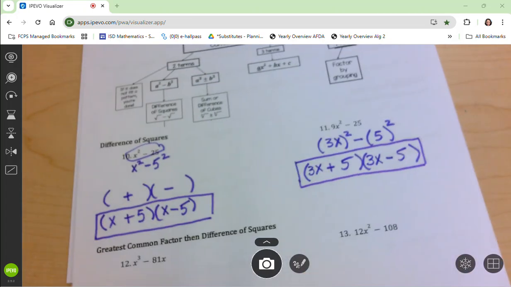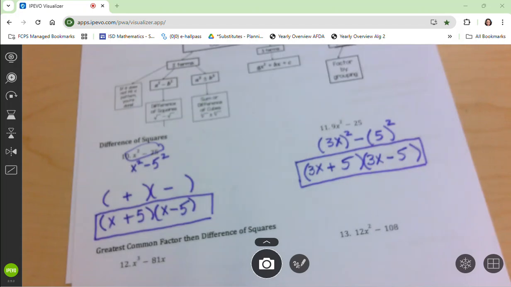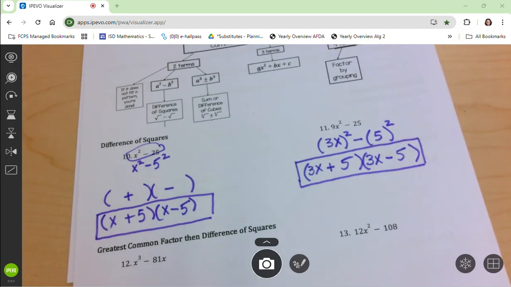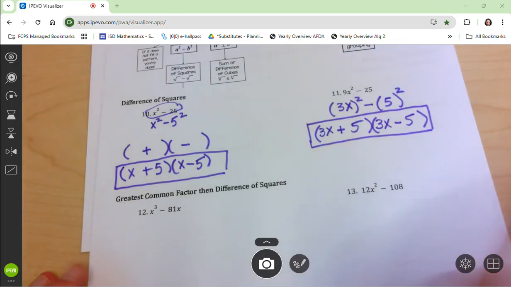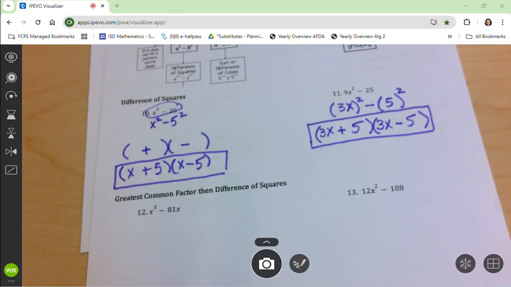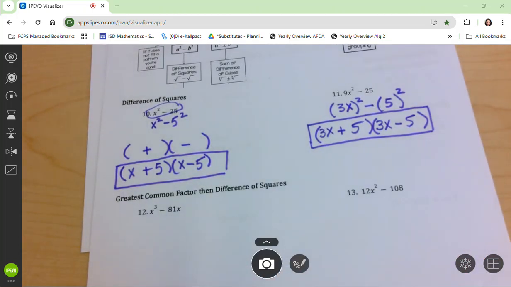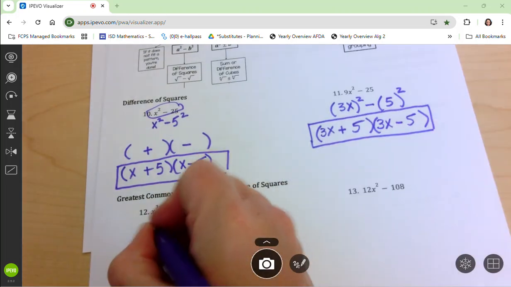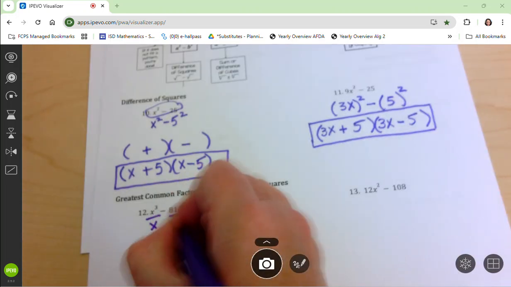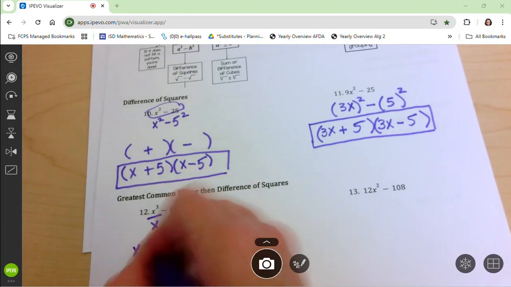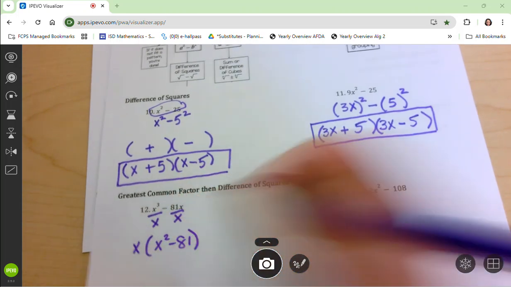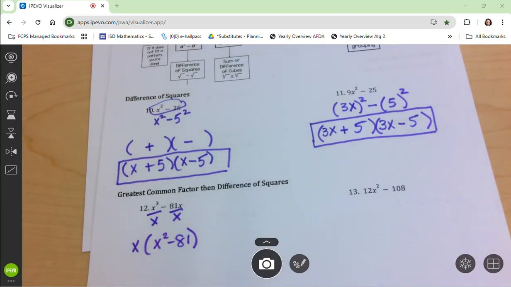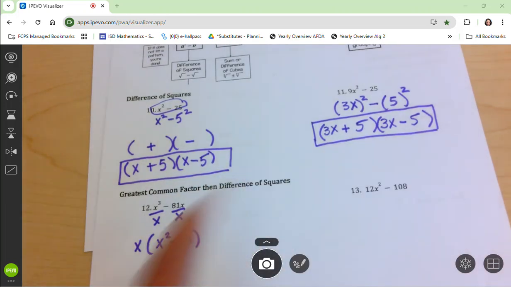Okay. Notice 12 and 13 are two-step problems. I'm going to do 12 and then you guys are going to do 13. In 12, they don't both have numbers, but I can factor out what variable? X, yeah. I'm going to factor out the x. That comes on the outside, and then I have x squared minus 81. So it says greatest common factor and then difference of squares.